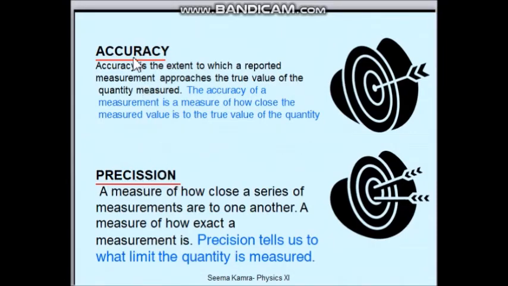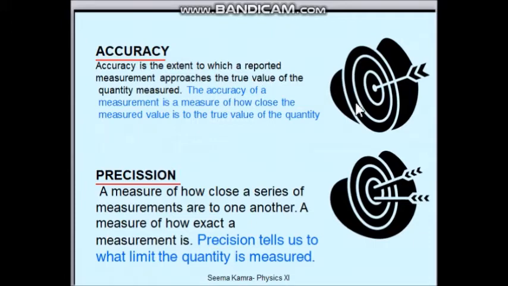Okay, whenever we talk about the measurements in any experiment, are we accurately measuring it or are we precisely measuring it? There is a difference in saying these two sentences. So students, it's very easy to understand. Accuracy is the extent to which a measurement approaches the true value.